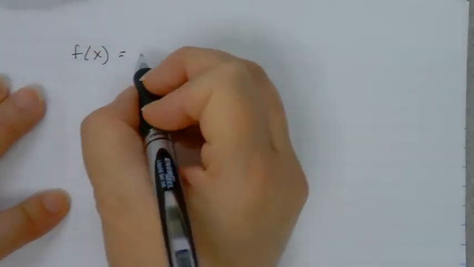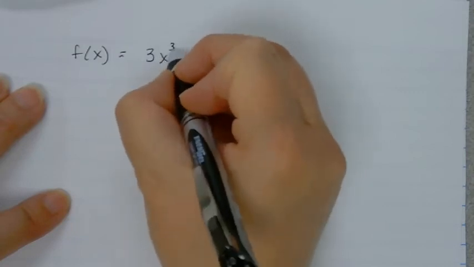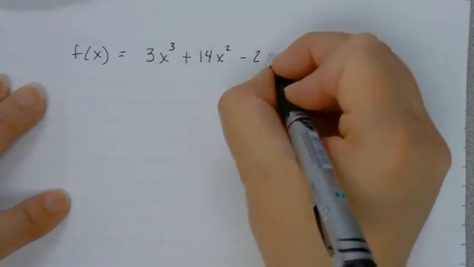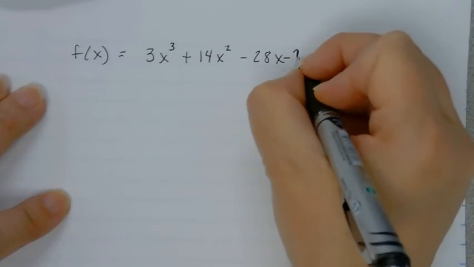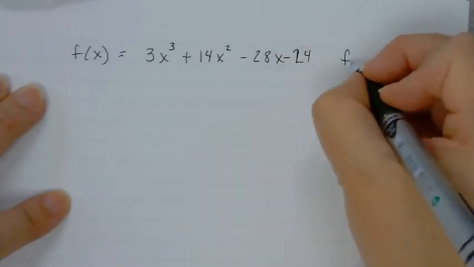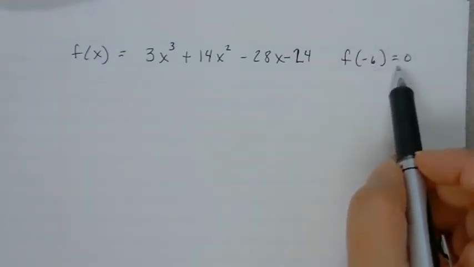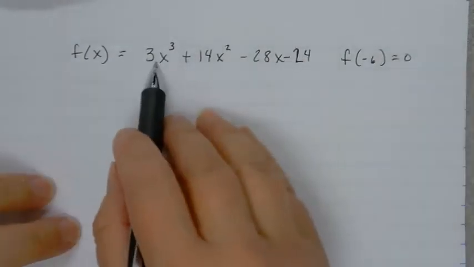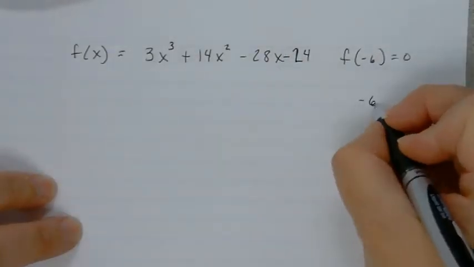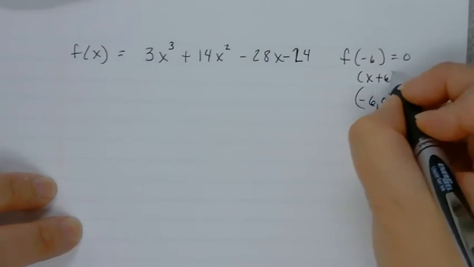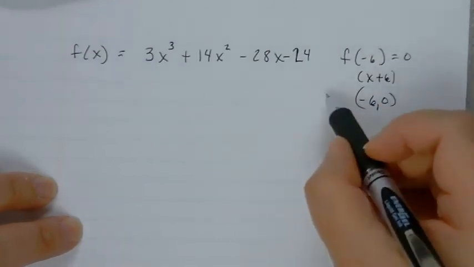So here's the polynomial. F of x equals 3x cubed plus 14x squared minus 28x minus 24. And I'm going to be told that one of the zeros is negative 6. So if I put in negative 6, the output is 0. So this means that one of the points that works on this is negative 6, 0. That's one of the zeros. It also means that the factor that goes with this is x plus 6. So I know one factor is x plus 6.